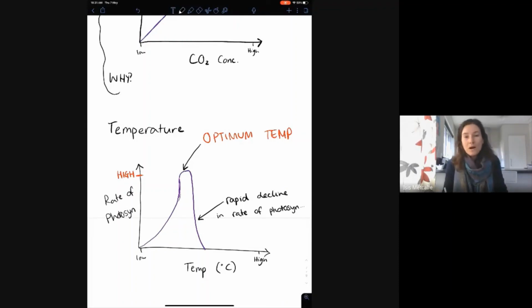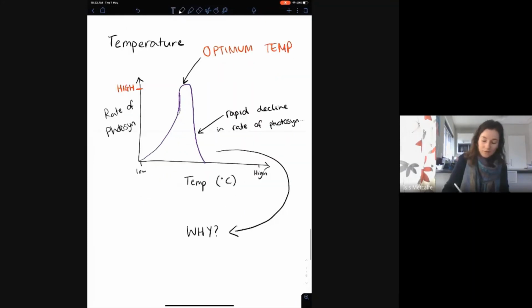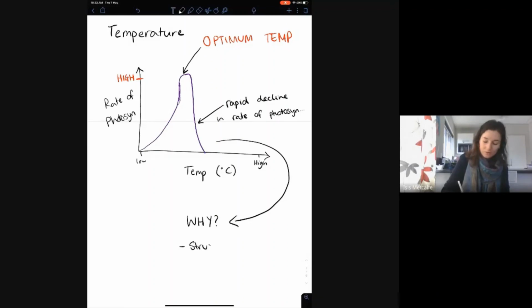And the reason why you see this rapid decline, just going to explain down here why, is because you get structural damage. So when you add too much heat, you get structural damage to the enzymes, and I'm aware that you might not have heard this word before, enzymes. Structural damage to the enzymes that control photosynthesis.